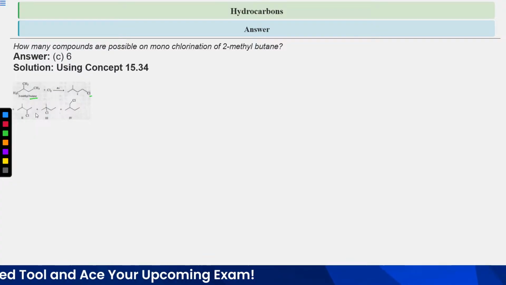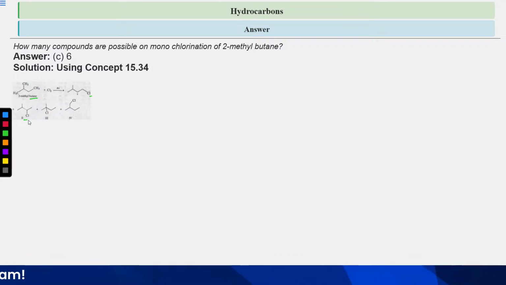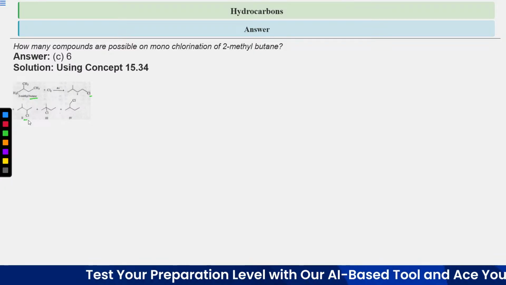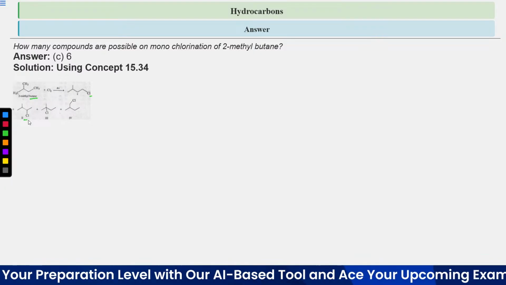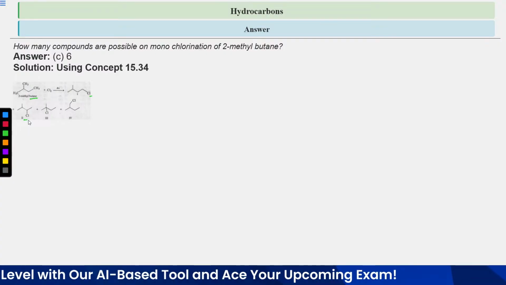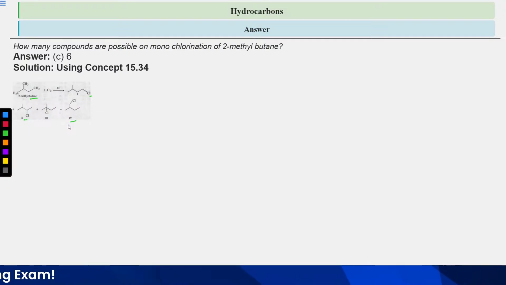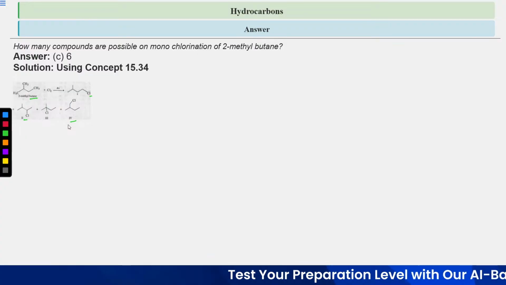In the second structure, there are two side chains in the butane structure, where one is methyl and the other is a chlorine atom. In the third structure, we again have two side chains but at the same carbon, that is the second carbon. One is methyl and one is chlorine. In the fourth structure, we have only one alkyl halide, which is methyl chloride, as a side chain on the second carbon. So these are the four compounds we get after the monochlorination of 2-methyl butane.